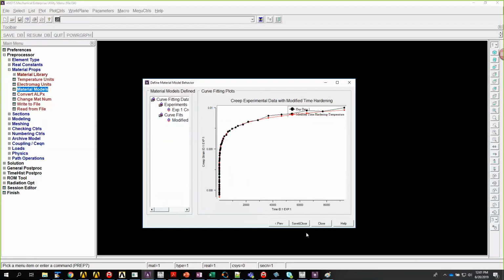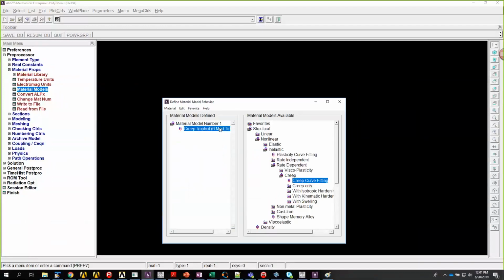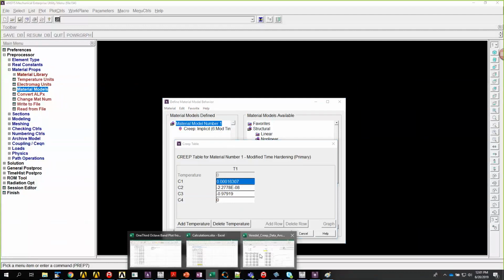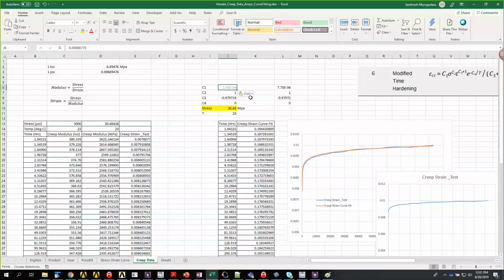So once you are happy with this, just say save and close. So this has brought these constants here. Let me copy these constants and put it here. Let's see with these constants how the curve is going to look.